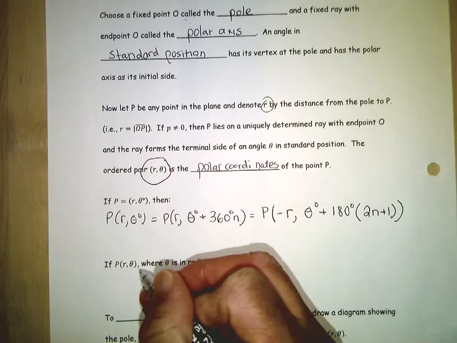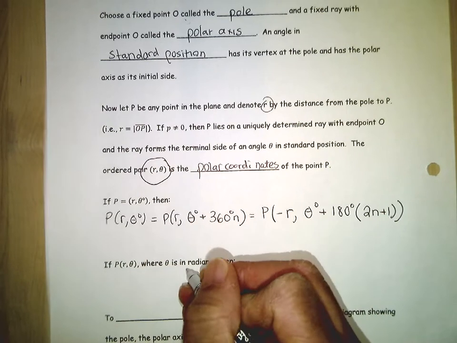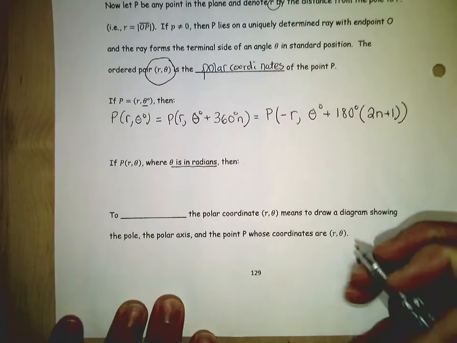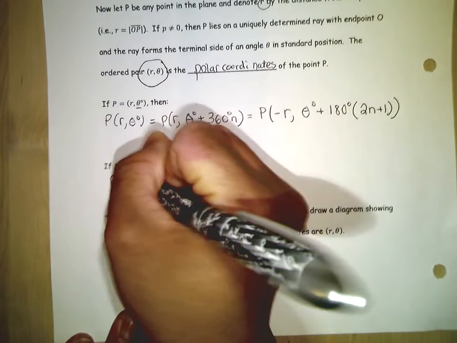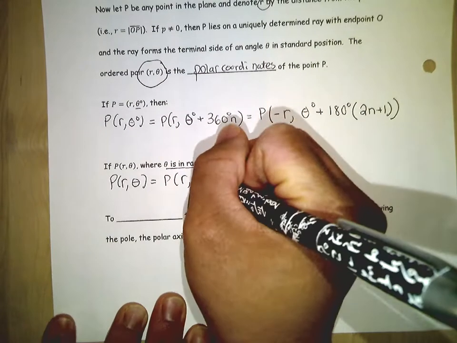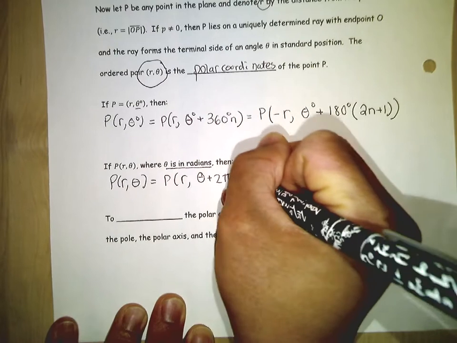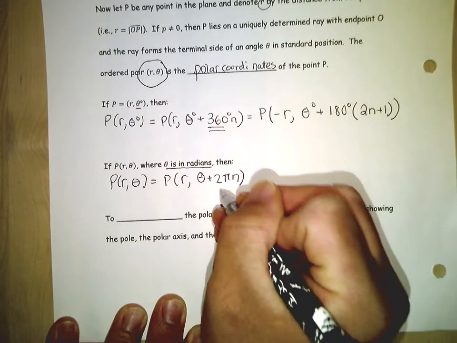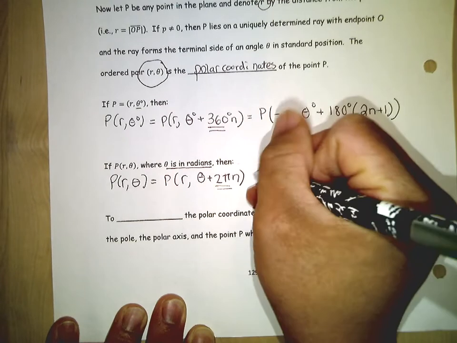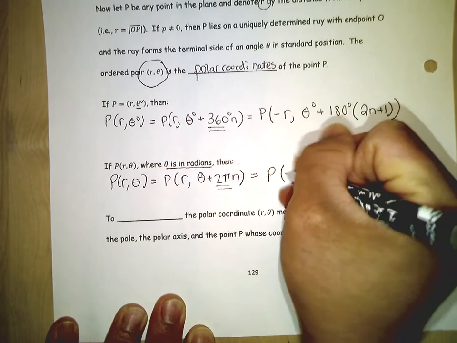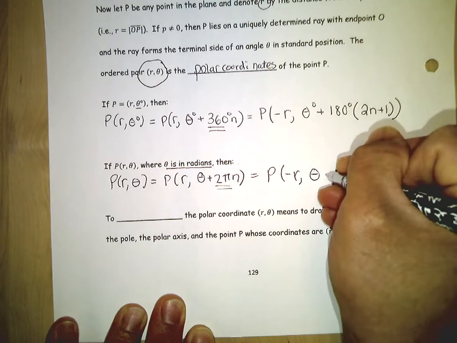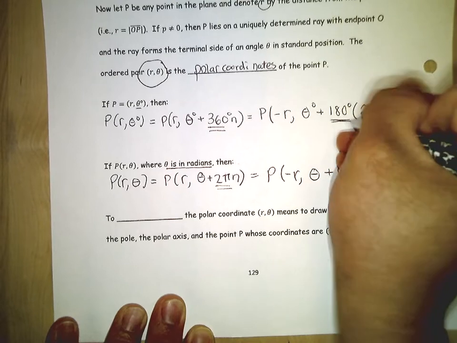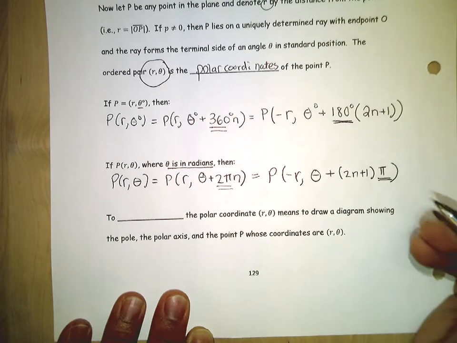Now, if theta is in radians rather than in degrees, then P(r, theta) is P(r, theta + 2 pi n). So again, for degrees we had 360 degrees n, but for radians we have 2 pi n. And that will also be P equal to P(-r, theta + (2n + 1) pi). And again, 180 degrees is equal to pi radians.